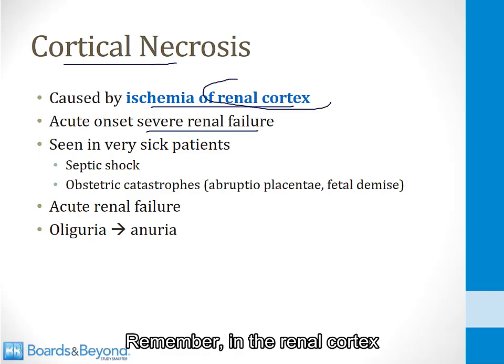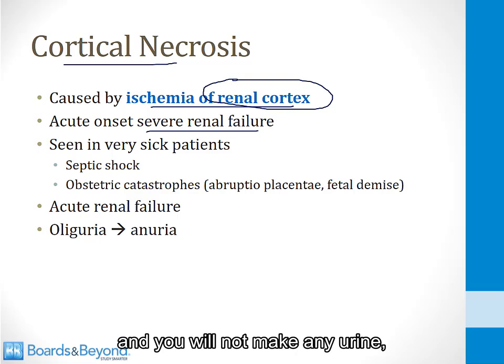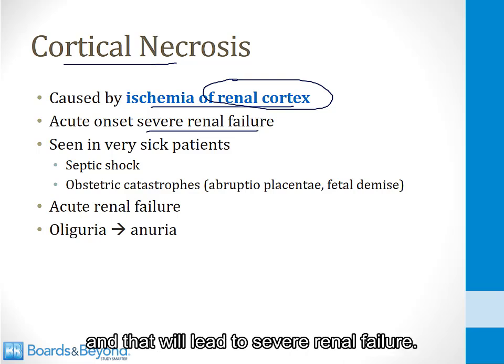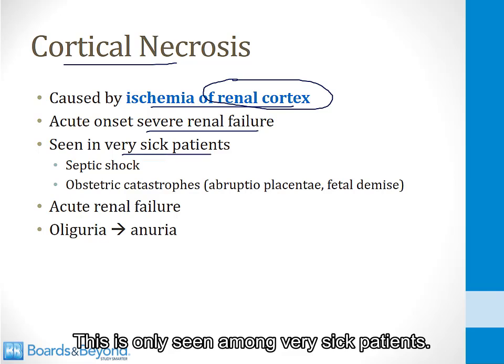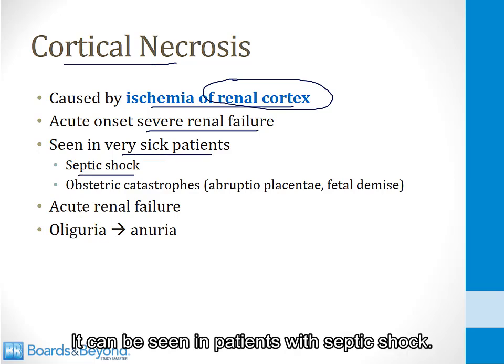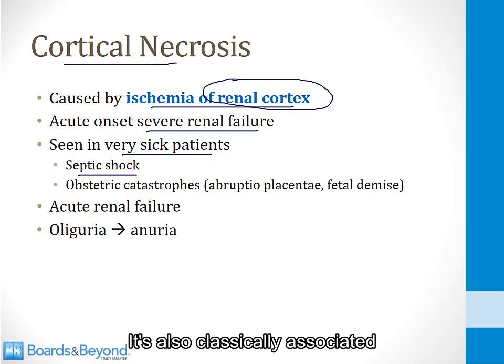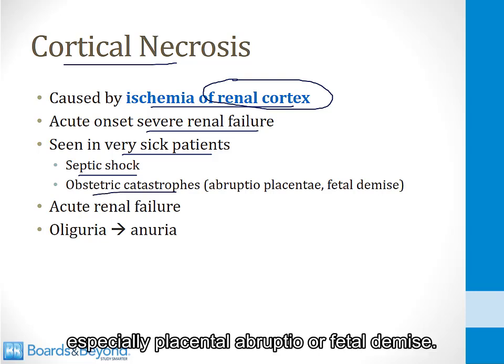Remember, in the renal cortex is where you find the glomeruli. So if they are damaged, you will not filter any blood and you will not make any urine, and that will lead to severe renal failure. This is only seen among very sick patients. It can be seen in patients with septic shock. It's also classically associated with obstetric catastrophes, especially placental abruption or fetal demise.